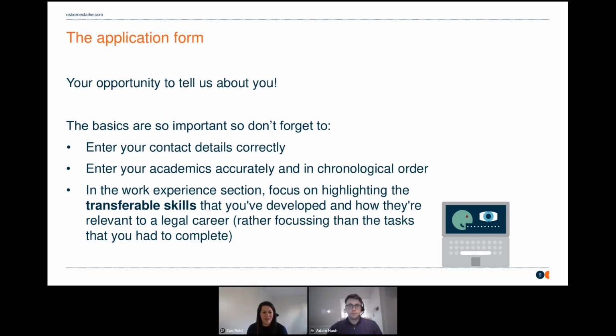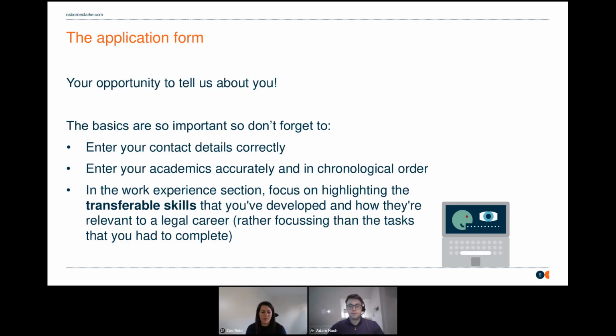On this slide, you'll see I've put that the basics are really important. If ever people are asking me for my top tips when filling in an application form, I always say, remember to check that your contact details are correct. Because every year I will invite people to an assessment centre, but they've inputted their email address incorrectly, or missed a digit out of their telephone number, which makes it incredibly difficult for us to give you that opportunity if we can't get hold of you. So please do make sure that your contact details are correct.